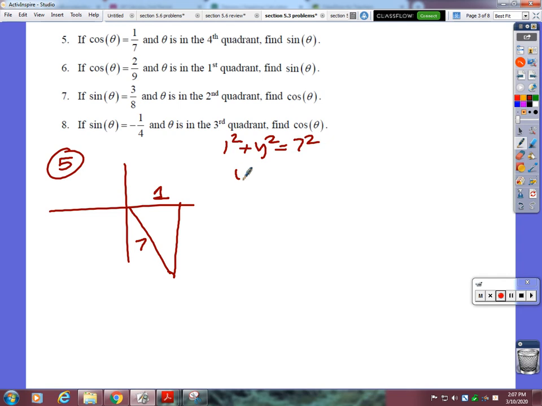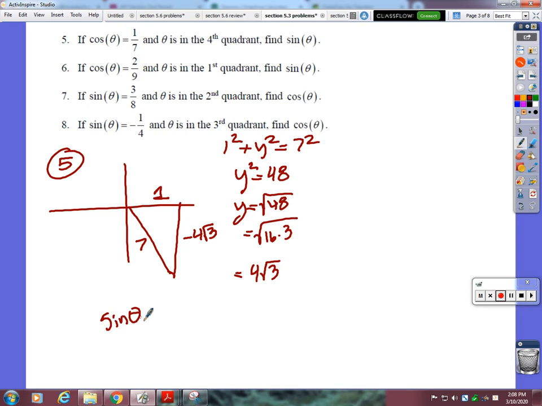So y squared equals 48. So y equals square root of 48. What's a number that you know the square root of that goes into 48 evenly? 16. Okay. If you did 4, you're not wrong, but then you'd have to do 4 again. You can just cut to the chase and say 16. So that means this is 4 root 3. Will this be positive or negative? Negative, because we're in the fourth quadrant. So this is negative 4 root 3. So that means the sine is what?